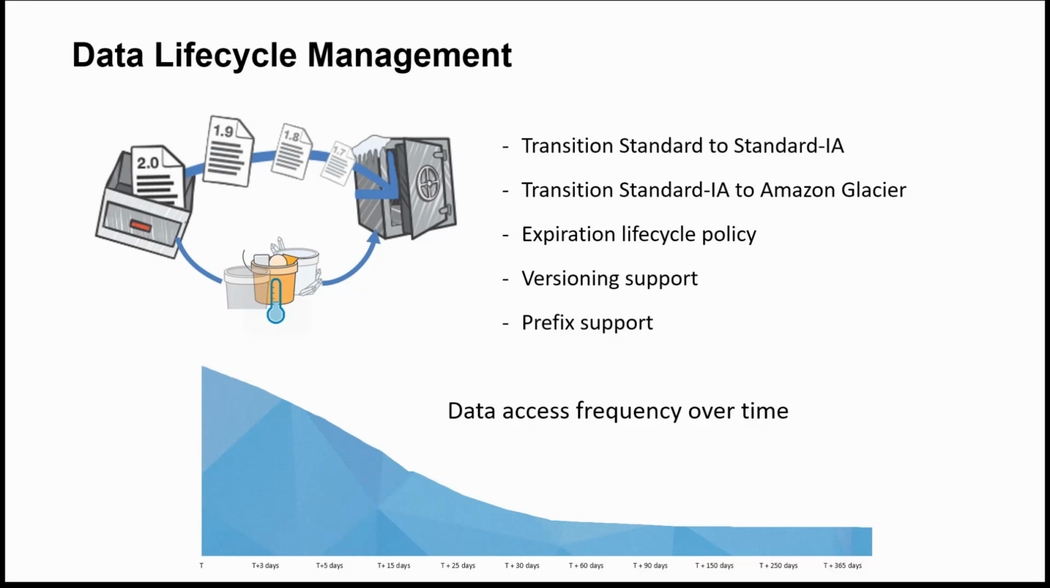So data lifecycle management is a capability within our storage that allows you to set dates to transition. Say keep it at S3 standard for 10 days, move it from 10 to 30 days to S3 infrequent access, and then finally move it off to Glacier, or in some cases you might want to purge it entirely.